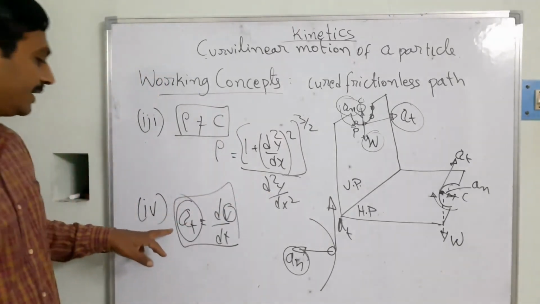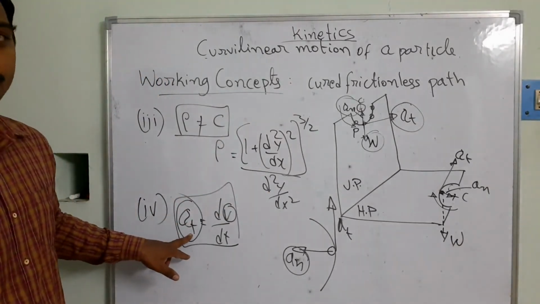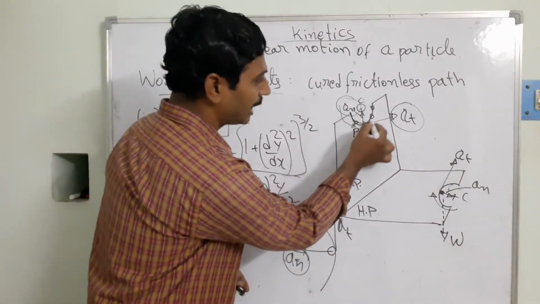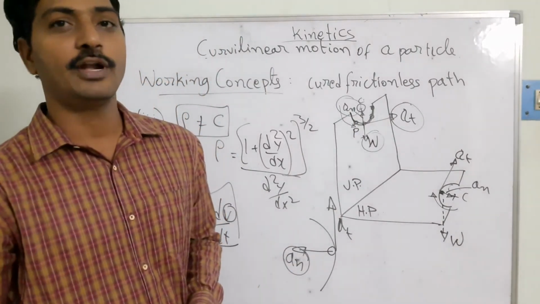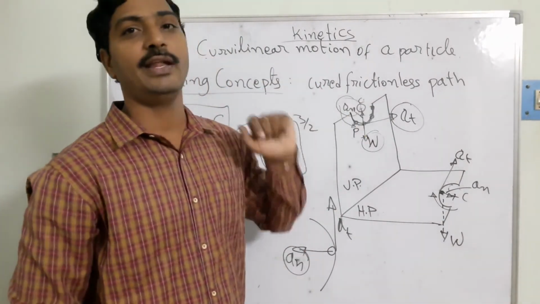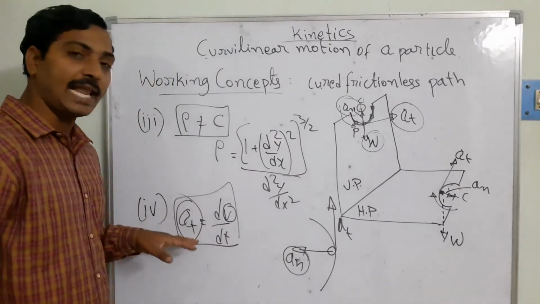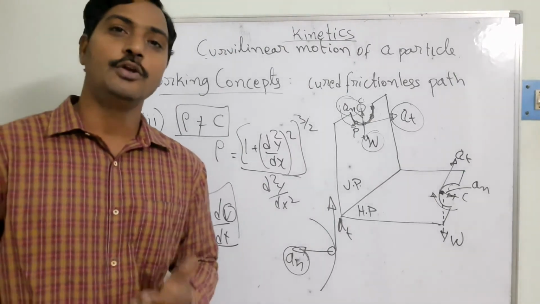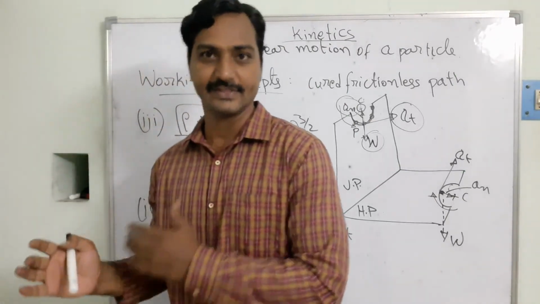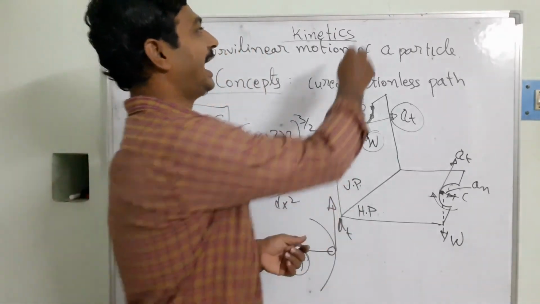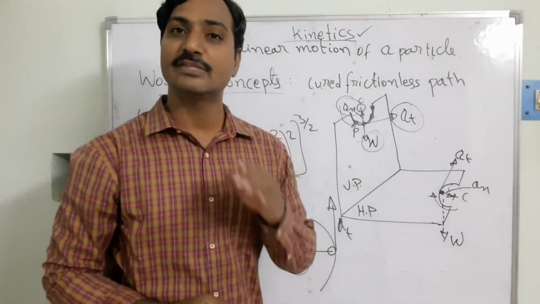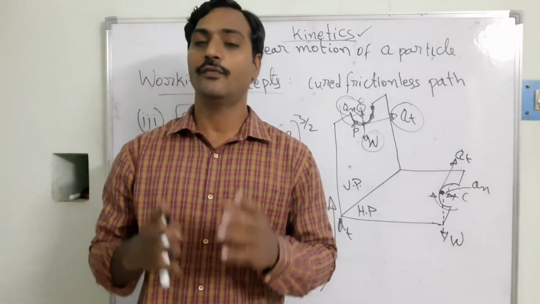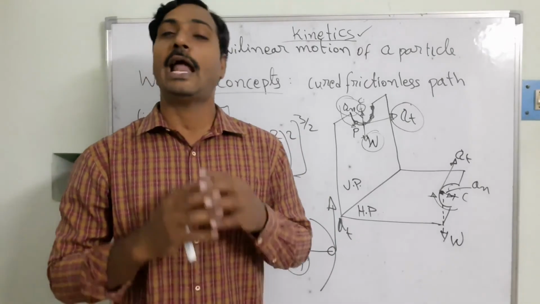In the fourth point, we are discussing the tangential acceleration. When the velocity is constant throughout the curved path, then your tangential component will be 0. But when the velocity is varying, by using this equation, we can calculate the instantaneous tangential acceleration. I hope you are able to understand what we have discussed here. These are all the parts of the kinetics we discuss when a particle is moving on a curved path.